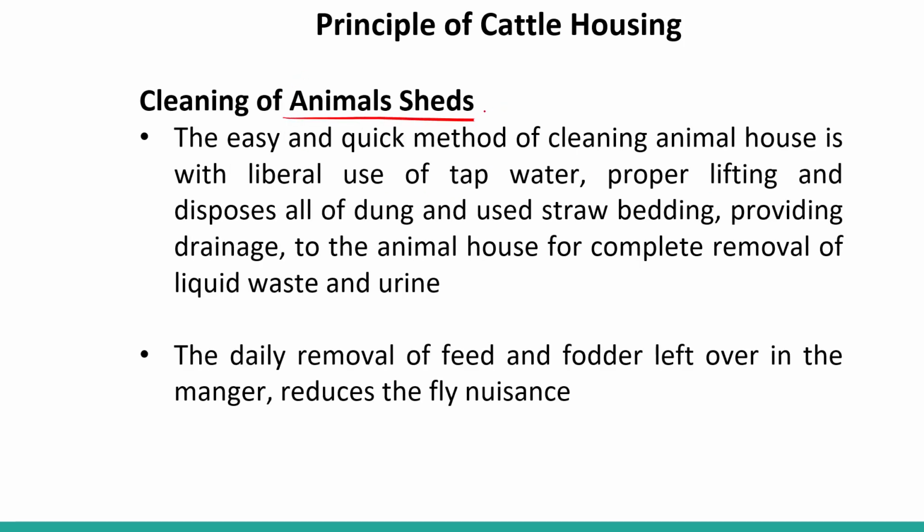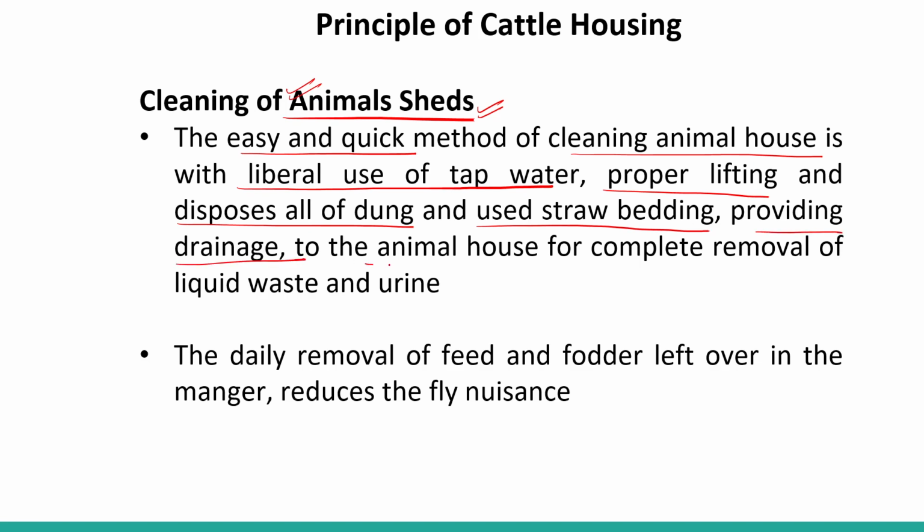Cleaning of animal shed. Now this is one of the very important aspects. We must clean our animal shed. The easy and quick method for cleaning the animal house is with the liberal use of tap water, proper lifting and disposal of all the dung, and use of straw bedding, providing drainage to the animal house for complete removal of liquid waste and urine. So proper sanitation must be there, and for that we require a lot of water, right?